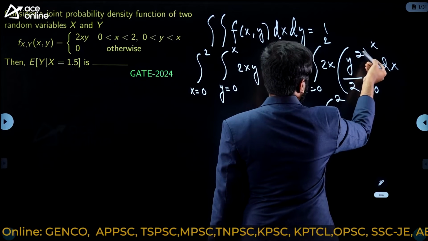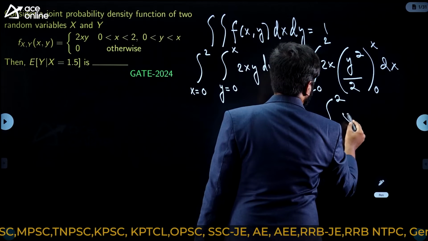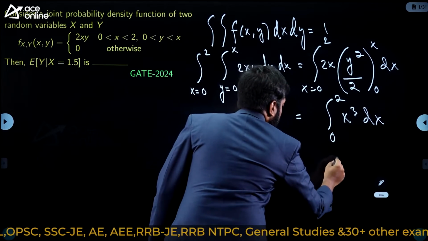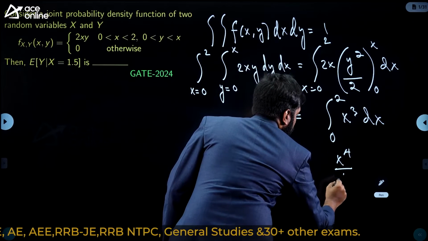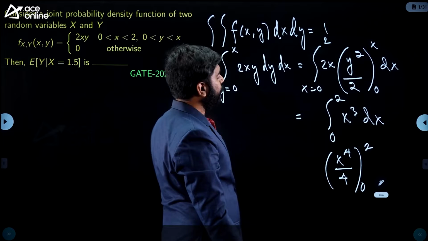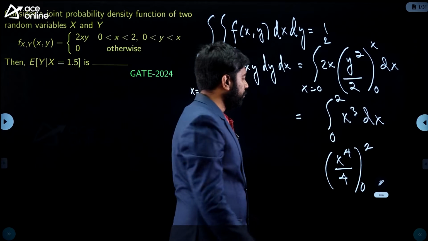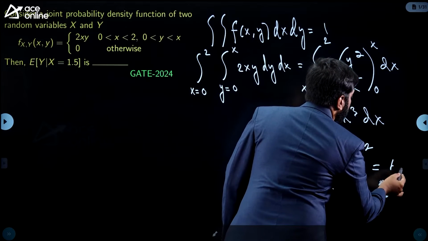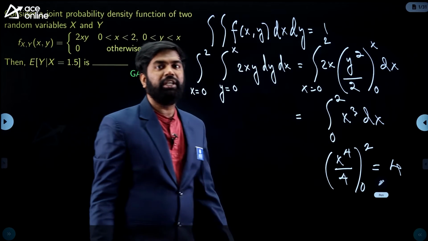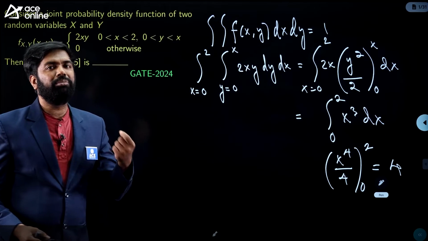When you put this, it is x square, and then the lower limit is gone. x into x square is x cube. So try to find this. Integration of x cube is x power 4 by 4, and the limits are 0 to 2. When you substitute the upper limit, it is 2 power 4 by 4. 2 power 4 is 16, and 16 by 4 is 4. So like I said, this double integration should give us 1, but it is giving you 4, meaning this is not a valid probability density function.